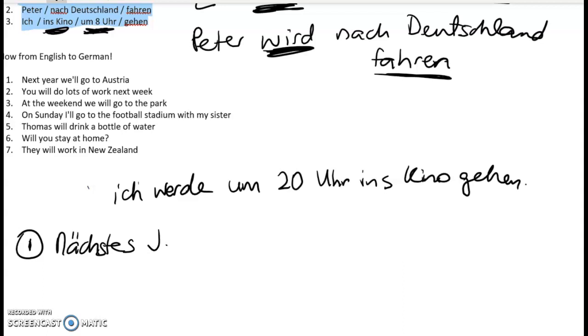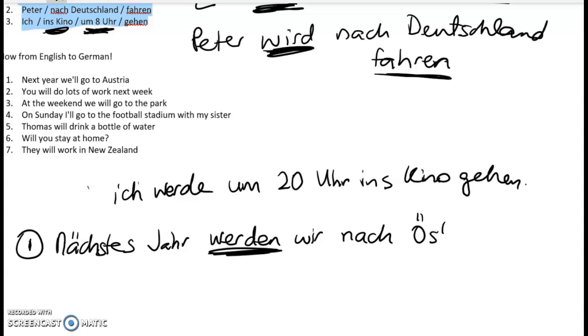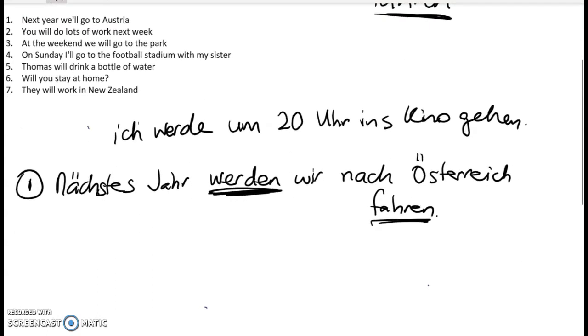So nächstes Jahr, we will go. Werden wir. All right, so this is second in the sentence. Nächstes Jahr werden wir to Austria. Nach, because we're talking about going to a country. Nach Österreich. And then the verb will be fahren, not gehen, right? Because it's far away and we're going to be going in some kind of vehicle, probably an airplane.